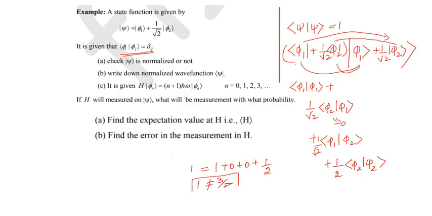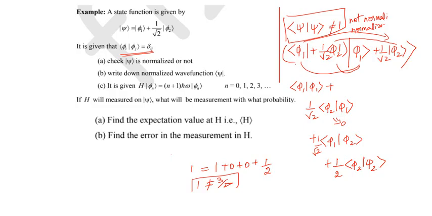So what you can say is, this wave function is not normalized. So we have got the answer for the first question. Psi is not normalized because we are checking whether it is equal to 1, and we are not getting 1; we are getting 3 by 2. So what is the second one? Write down the normalized wave function.